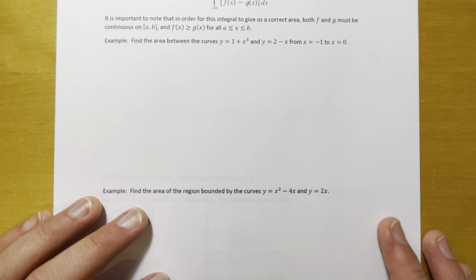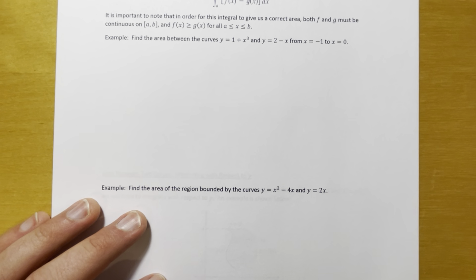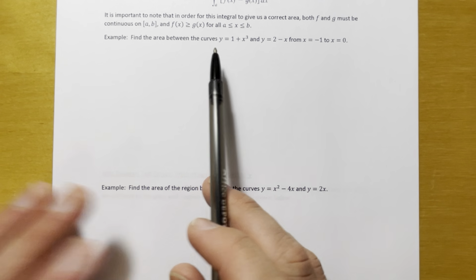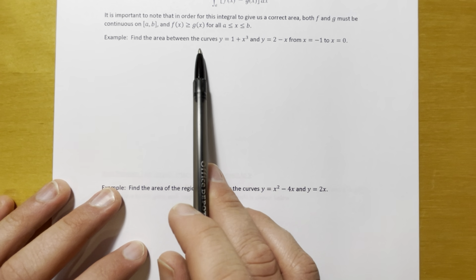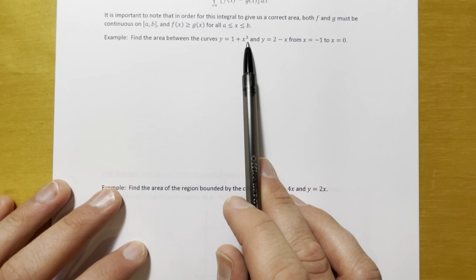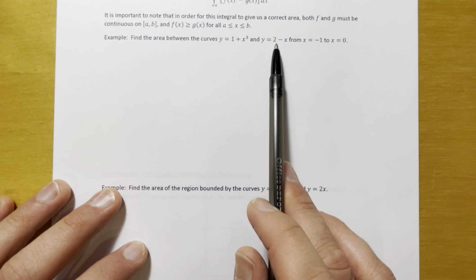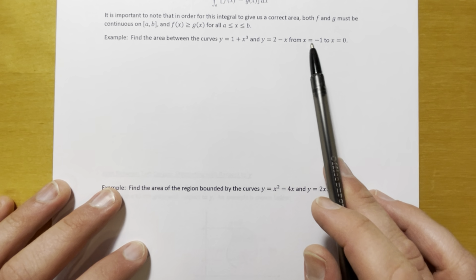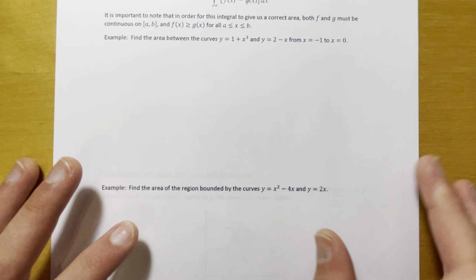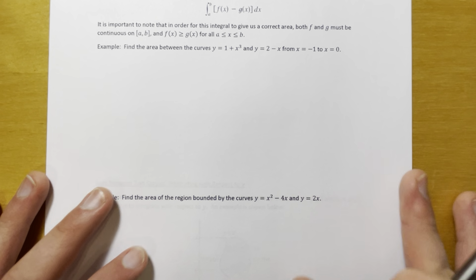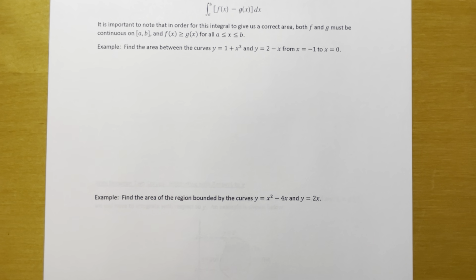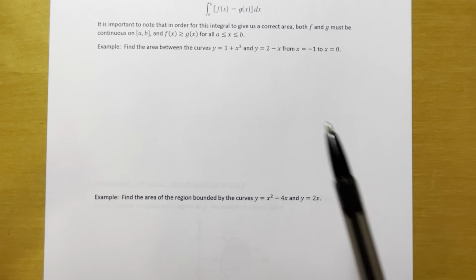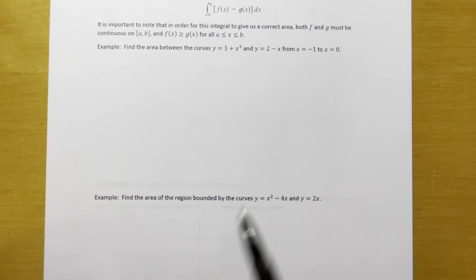Let's do an example. So here we're looking at an area problem that says find the area between the curves y equals 1 plus x cubed and y equals 2 minus x from x equals negative 1 to x equals 0. Okay, notice that the problem does not tell you which function is the high function and which one is the low one. We know that we're going to have to subtract these two, but the order of subtraction is the thing we have to figure out first.